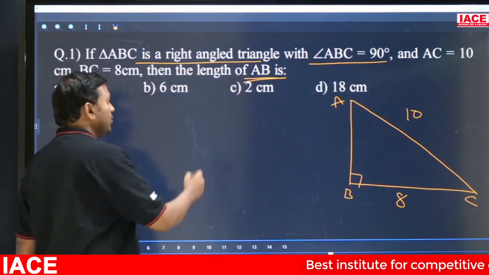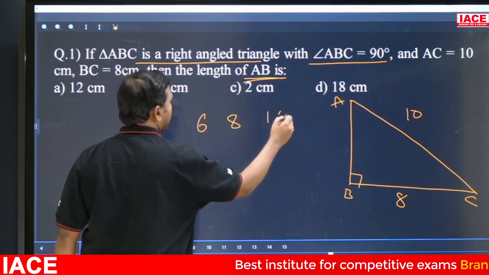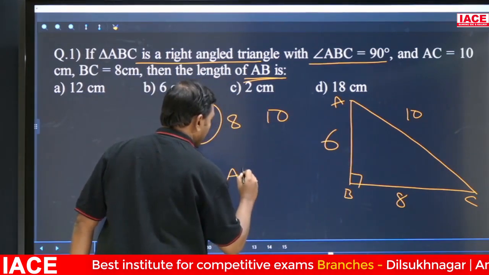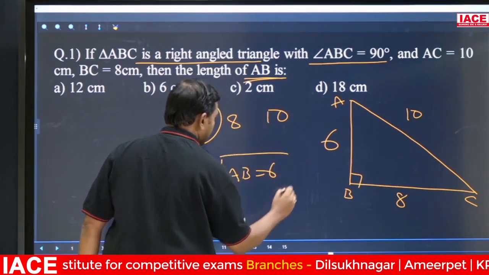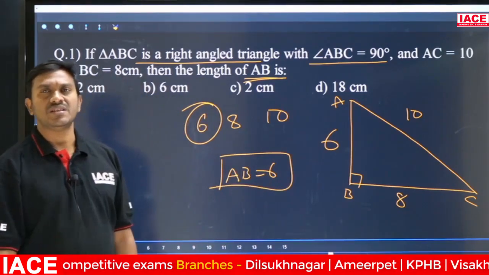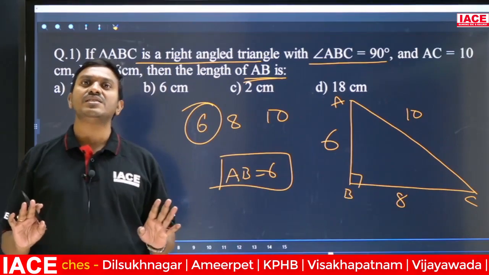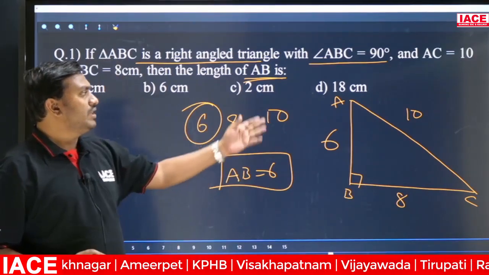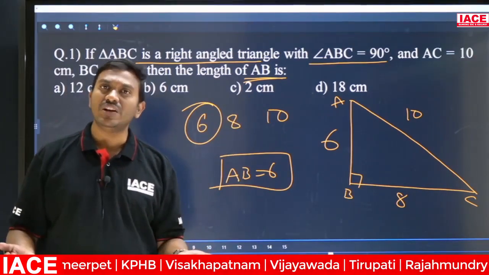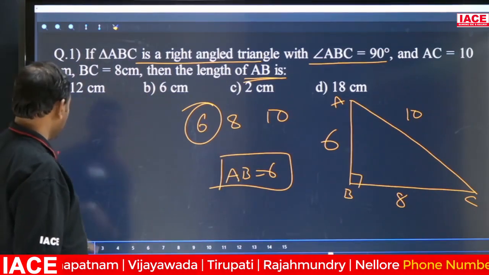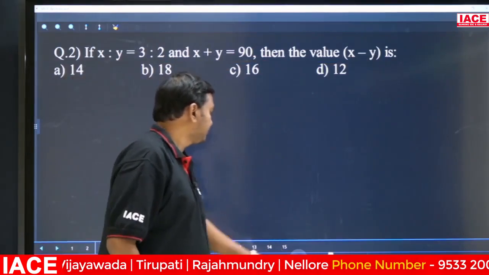Right angle triangle. We know the triplet code. What is the triplet code? 6, 8, 10. So 8, 10 is there, which means the value of AB is 6. So AB equals 6. So the answer is 6. Simply it's a triplet. A simple right angle triangle is given. In that triplet, two values are already given, 8 and 10. So the third value we have to find. That's it.